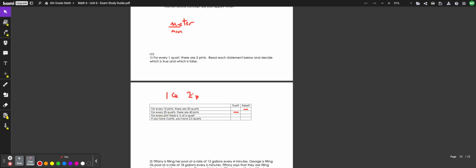For every 1 pint, we divide this by 2. So 1 pint, divide the quarts into a half, that would be true. If you have 5 pints, so multiply this by 2.5, you would have 2.5 quarts. This is also true. So we have false, true, true, true. Next one.